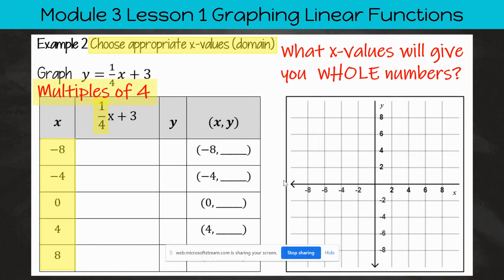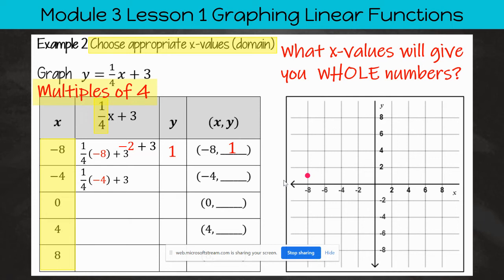And we're using those because by multiplying my 1/4 times these x values, I'll get a whole number and it'll be easier to graph. So 1/4 multiplied by -8 plus 3, that becomes -2 plus 3, and -2 plus 3 is 1. So I have -8 and 1, and then I can graph my point. Even though 1 is not listed on my y-axis, I can just go halfway between 0 and 2, and I have 1. Next, I have -4 for my x value.